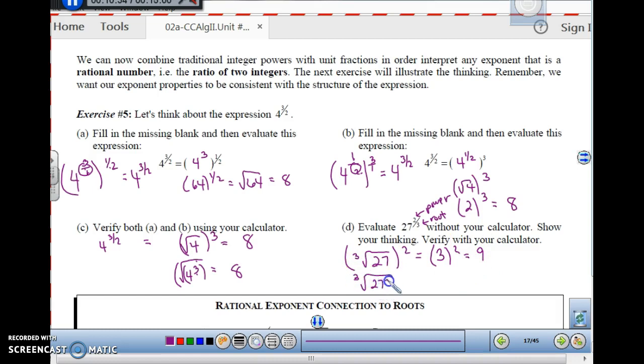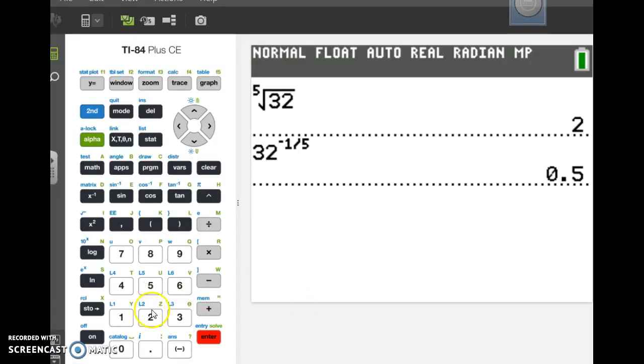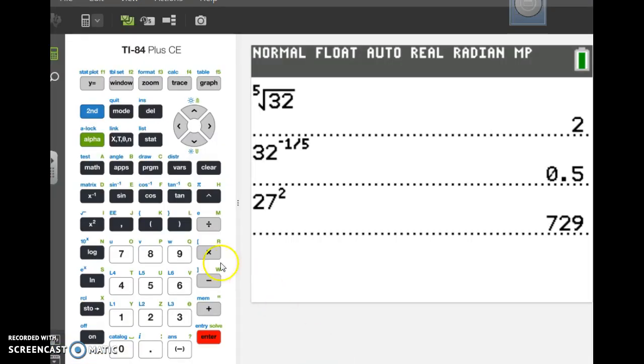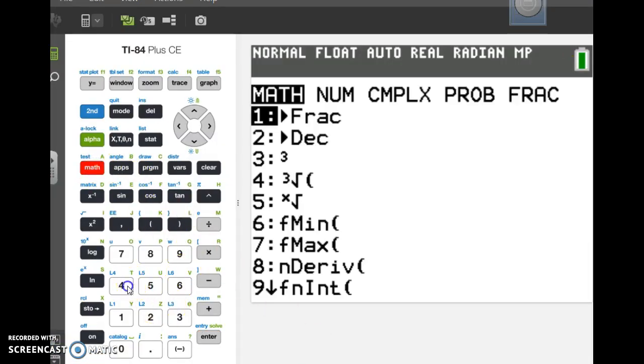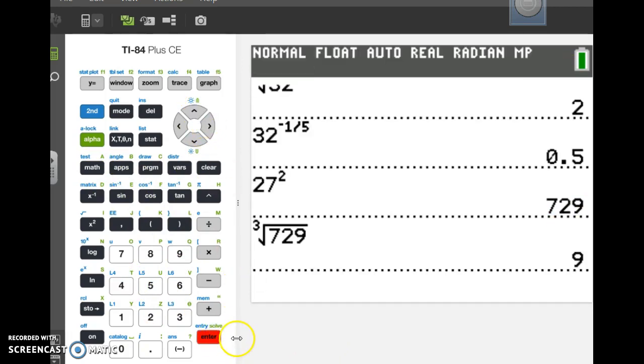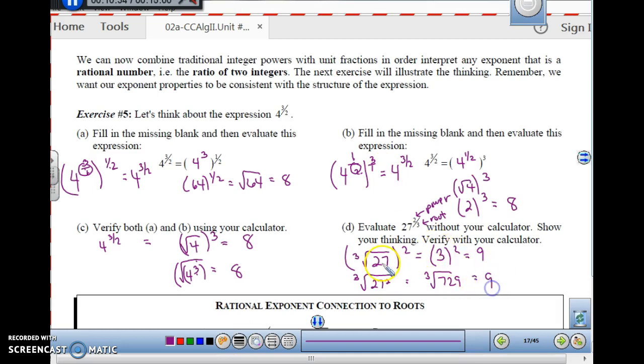Okay, now could I also do this? The cube root of 27 squared. Well, let's see. 27 squared is equal to 729. And the cube root of 729, if I hit my math key, number 4, and grab that, I also get 9. So it doesn't matter. You can do the root first and then the exponent, or the exponent first and then the root. But what you do have to know is the fractional exponent means power over root.